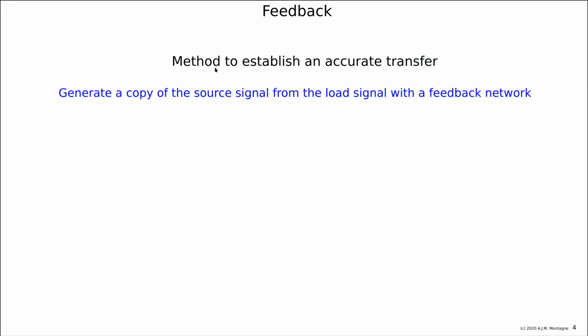And how do we do this? Basically, there's a very simple recipe to make a feedback amplifier. What you have to do is generate a copy of the source signal from the load signal with a feedback network.